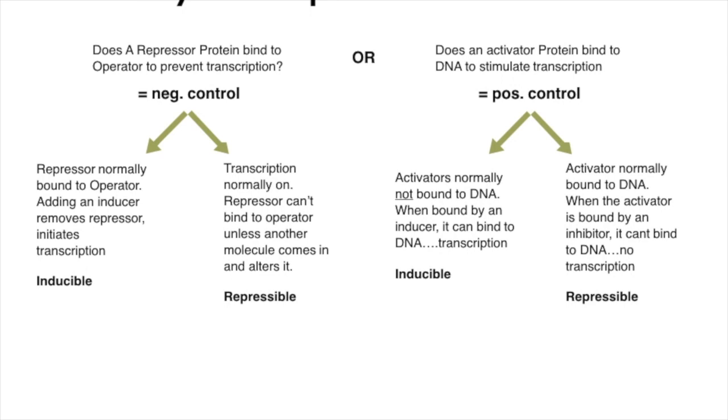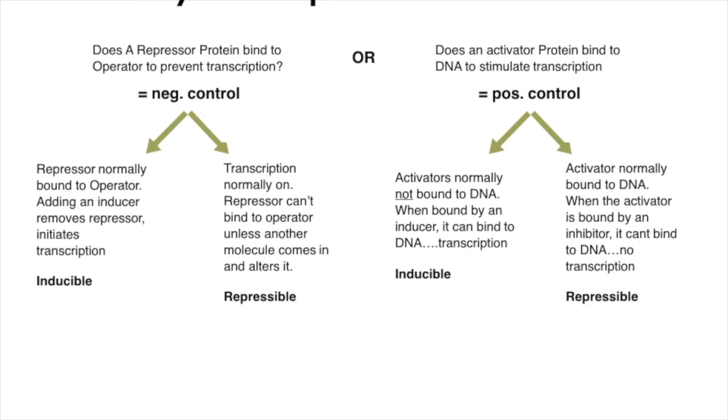I kind of created this to help think about positive and negative control and whether genes are inducible or repressible. Okay? So I think about it this way. A gene is under negative control under the scenario to the left. So does a repressor protein bind to the operator to prevent transcription? Okay? Or does an activator protein bind to DNA to stimulate transcription? Okay? So you can see the repressor protein in the lac operon exerts negative control, but the CAP-cAMP complex is positive control on the lac operon.